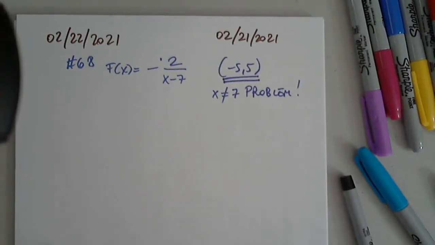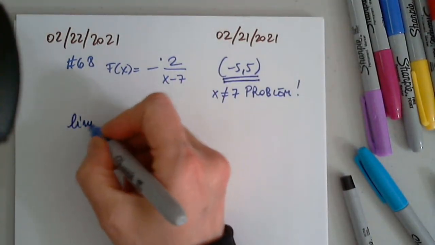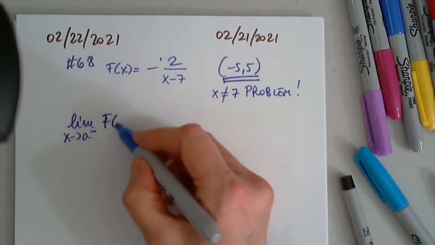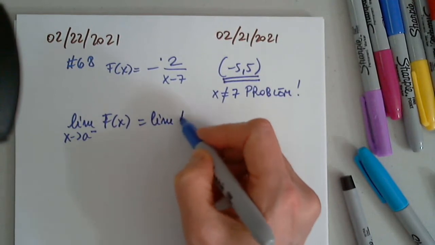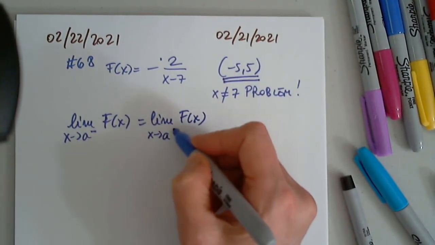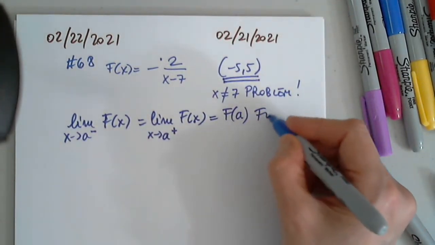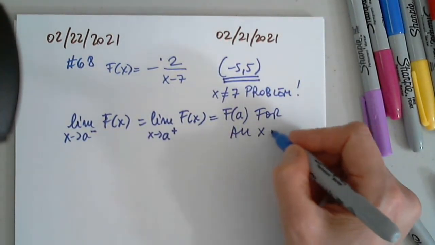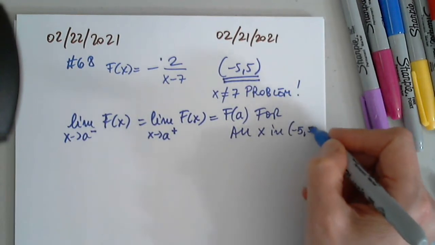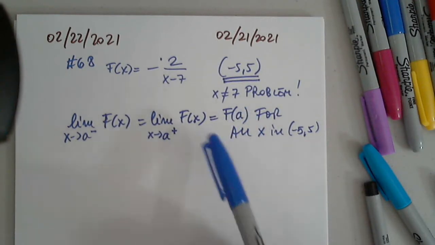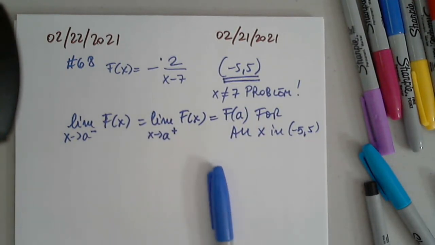And I can write that the limit as x approaches a from the left of f of x equals the limit of f of x as x approaches a from the right equals f of a, for sure, for all x in negative 5, 5. Guaranteed. The only value for which this will not happen from the entire real line, not just from negative 5 to 5, will be 7.